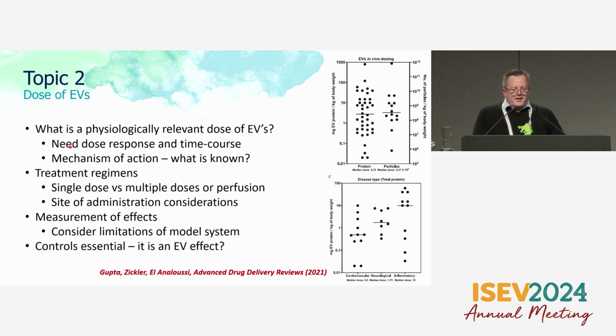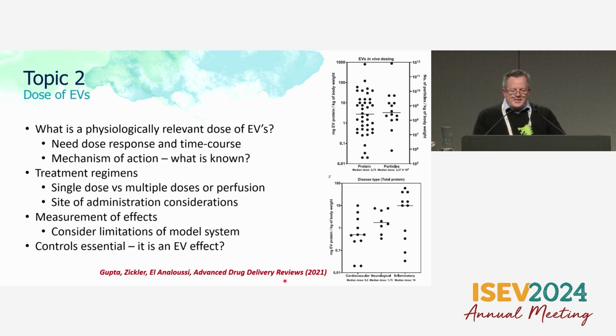So we need to perform things like dose responses and time courses to look at those two parameters of using EVs in functional assays. And also think about the mechanism of action. It's all right to apply EVs to a system and say, well, when I do this, this is the endpoint, but what is the potential mechanism of action? Getting an idea of that is really important to understand what's going on in your system.